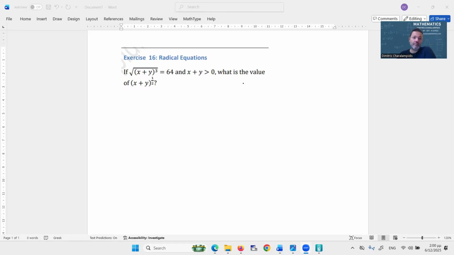Exercise 16. If the square root of (x plus y) to the power of 3 is 64 and x plus y is greater than 0, what is the value of (x plus y) to the power of 1/2?